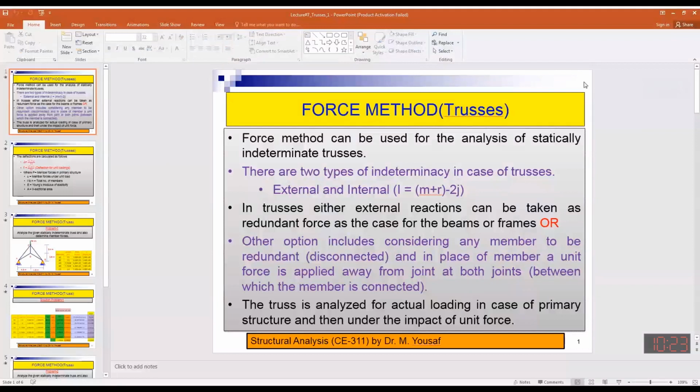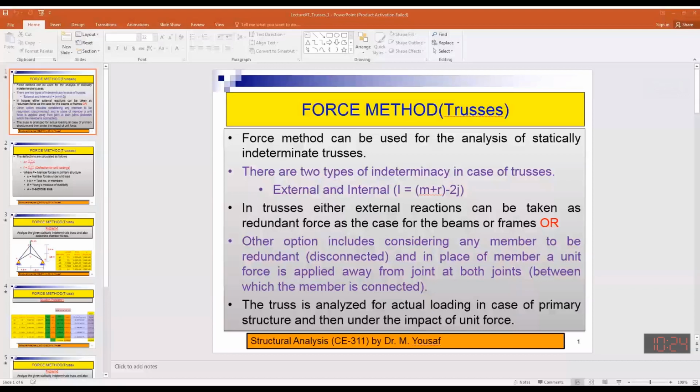Now for the solution of this numerical, one approach is very simple, as you have done earlier for the frames: external reactions can be taken as redundant forces, as in the case of beams or frames. This is the first approach. We can do it easily. It will make no difference.